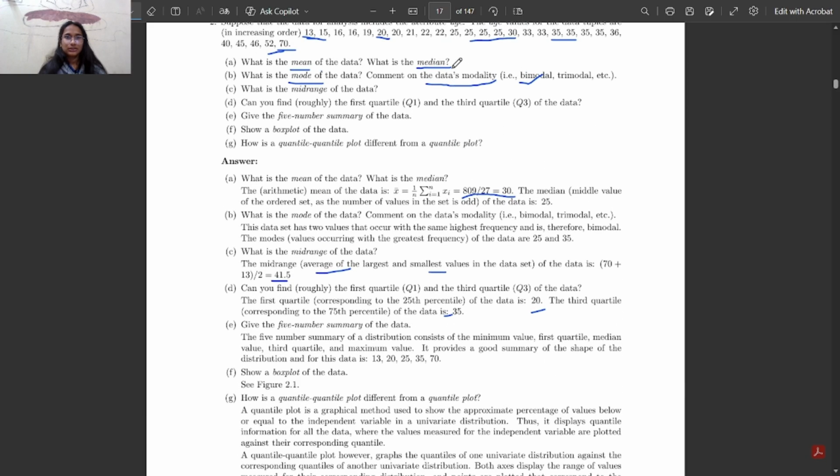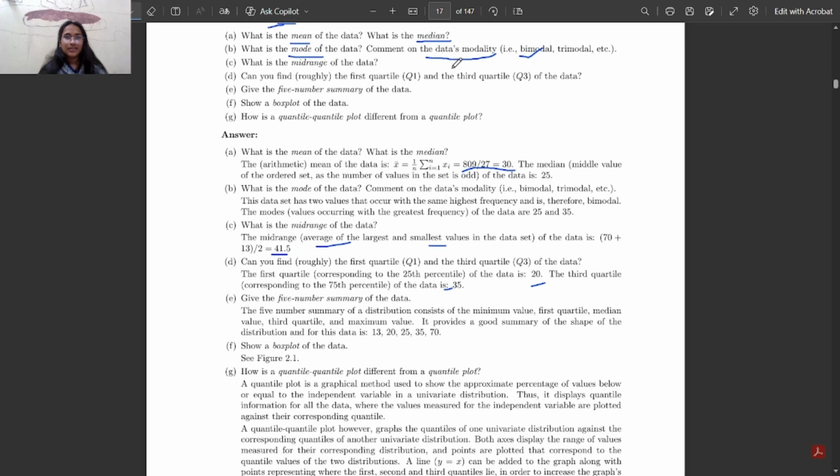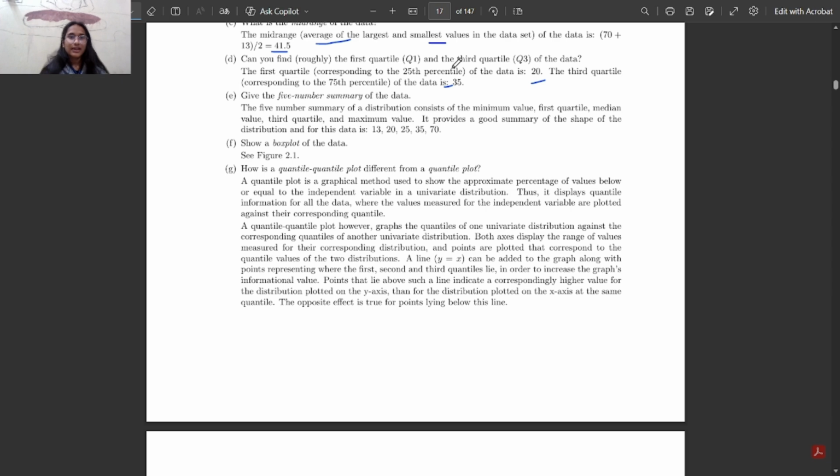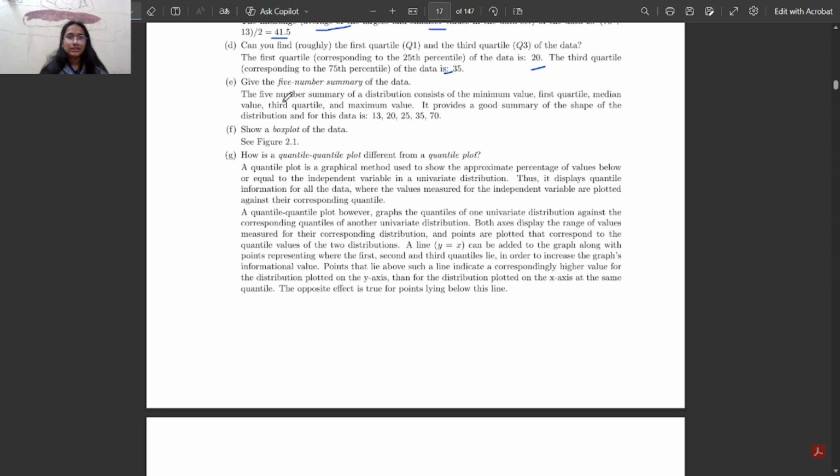Now next question. Give the 5-number summary of the data. The 5-number summary of the distribution consists of the minimum value, first quartile, median value, third quartile and maximum value. It provides a good summary of the shape of the distribution, and for this data it is 13, 20, 25, 35 and 70.